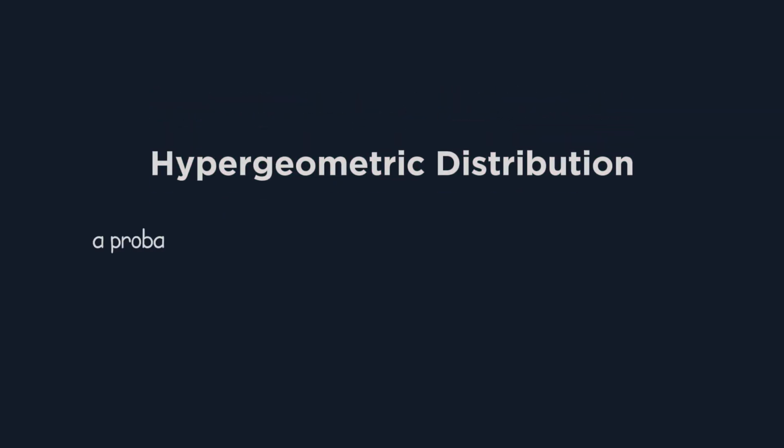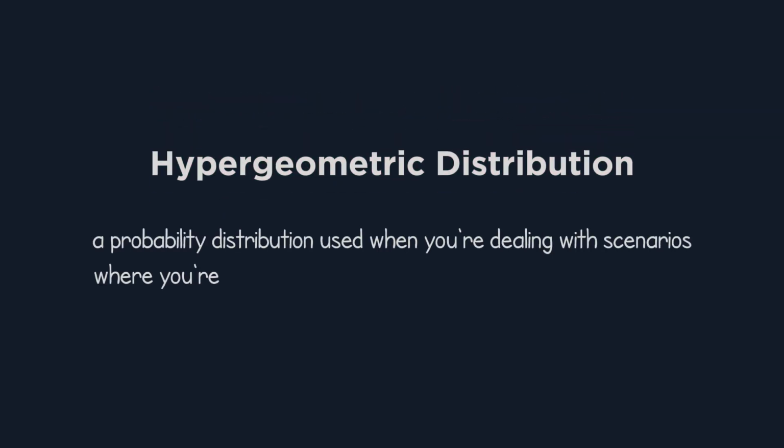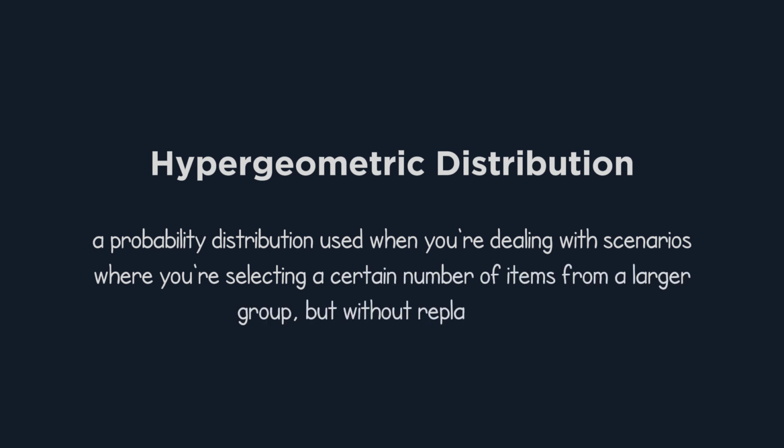Hypergeometric distribution is a type of probability distribution used when you're dealing with scenarios where you're selecting a certain number of items from a larger group but without replacement. Unlike the binomial distribution, where each trial is independent and the probability stays the same, in hypergeometric distribution, the probability changes after each selection because the items are not replaced.